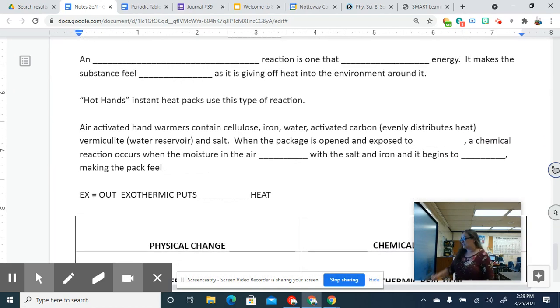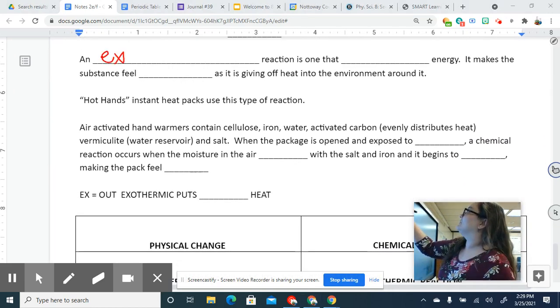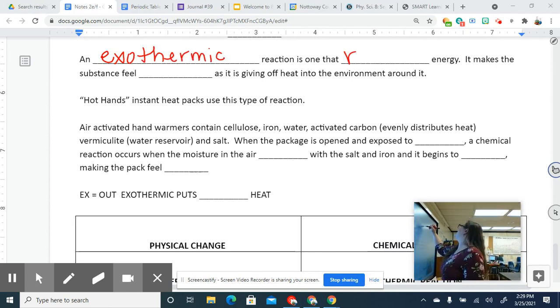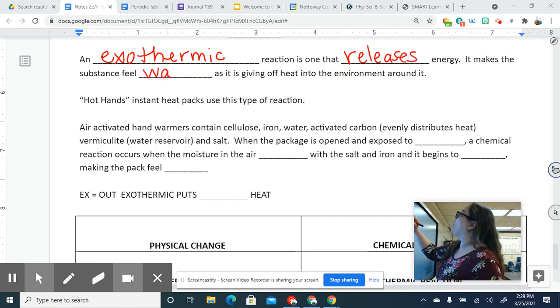All right, an exothermic reaction is one that releases energy. It makes the substance feel warm as it is giving off heat into the environment around it. And again, I normally would bring one of these in, but I can't show you how hot it is to the camera. So again, if you aren't familiar with hot hands, maybe ask somebody if they take you to Walmart and buy you some.